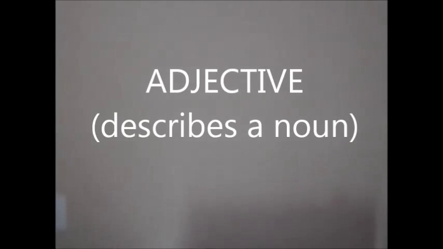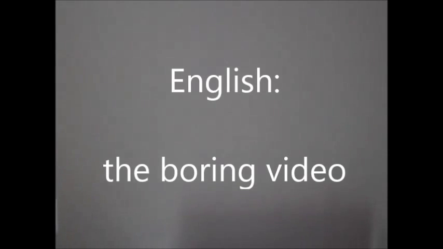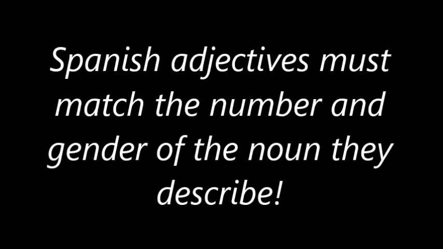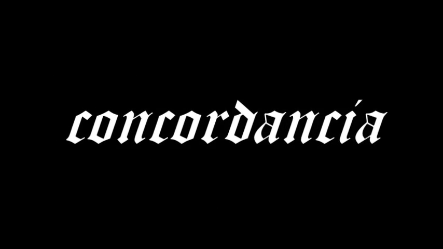An adjective describes a noun. In English, adjectives come before the noun, like this boring video. But in Spanish, adjectives come after the noun. Also in Spanish, every adjective needs to agree in number and gender with the noun it's describing. This concept is called concordancia.